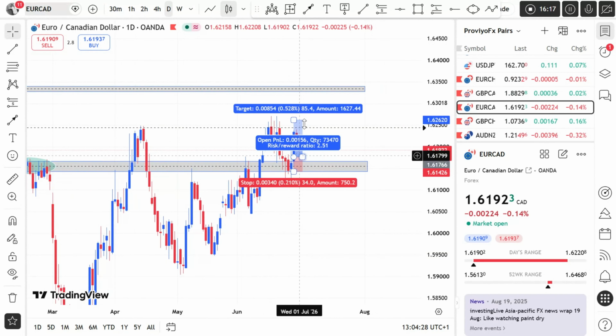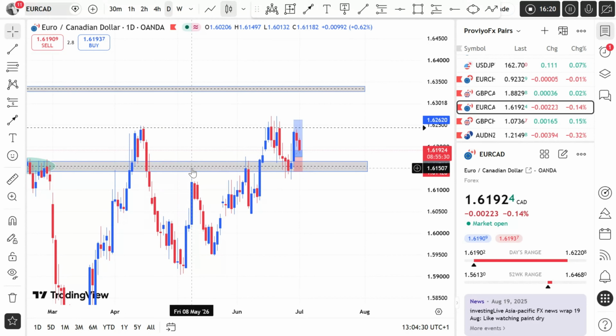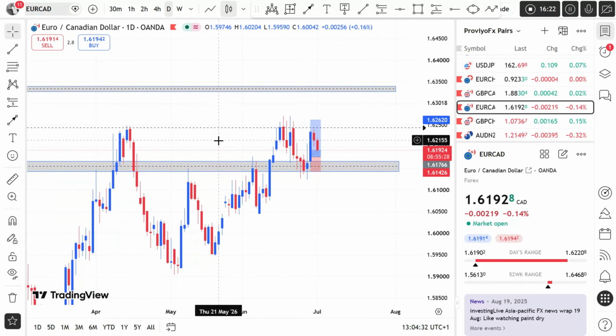I know that price will test and buy. And you can see that price still respected the zone here, respected it here. So this is exactly how you know that price is respecting the zone. If price has respected the zone multiple times in the past, price is more likely to respect it again.